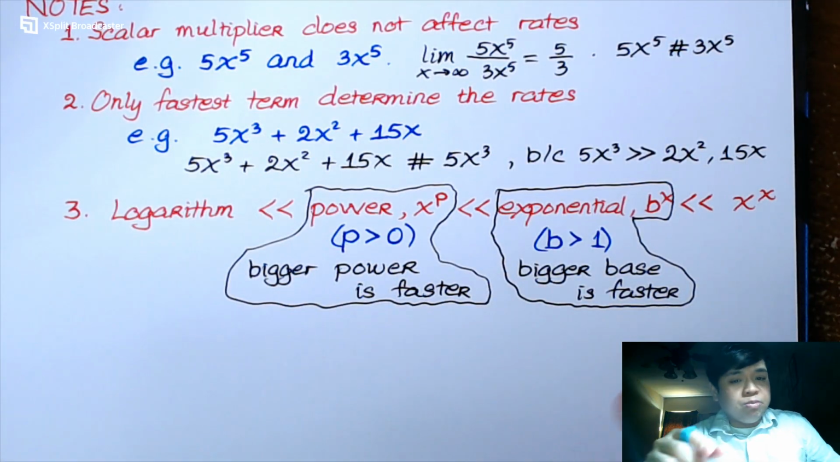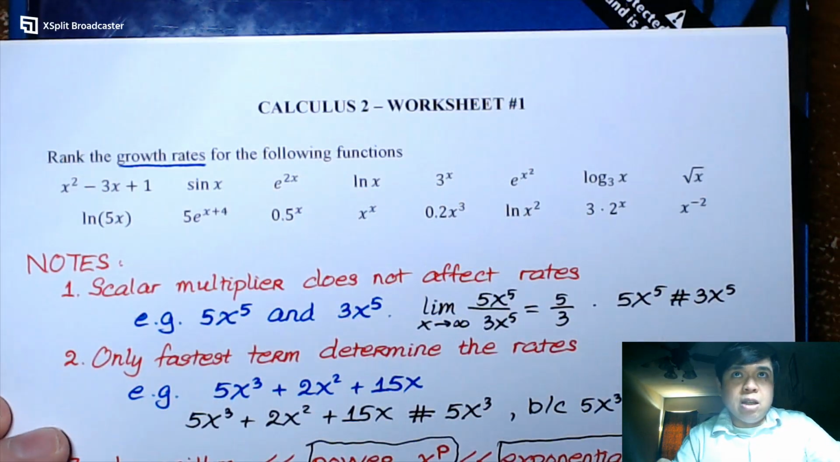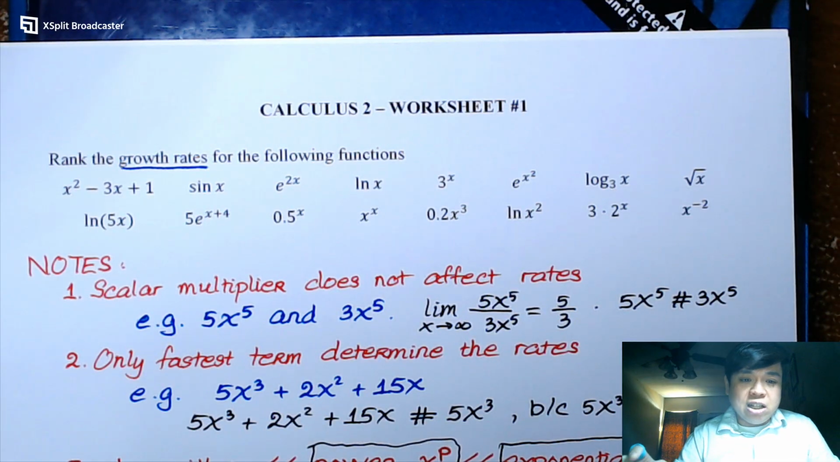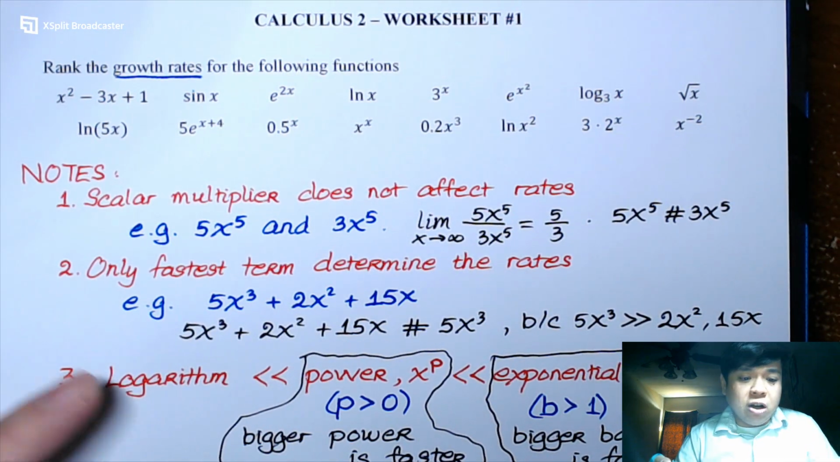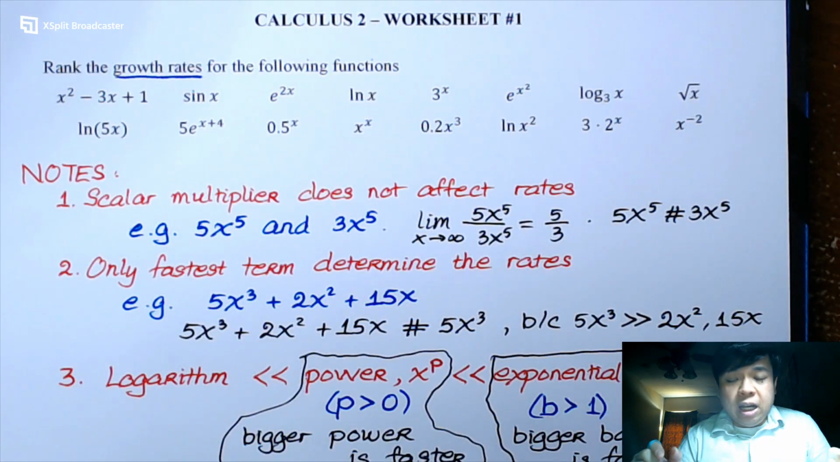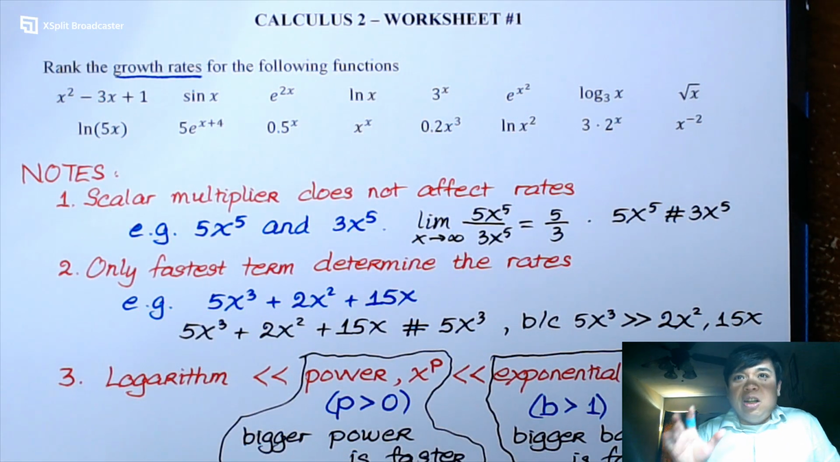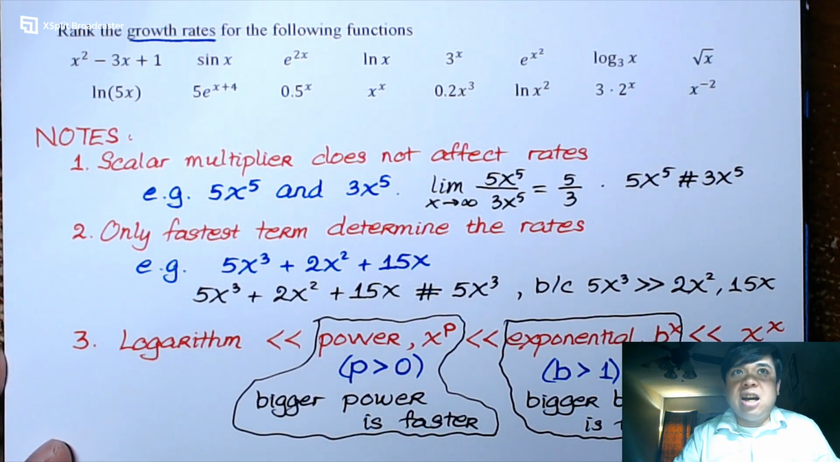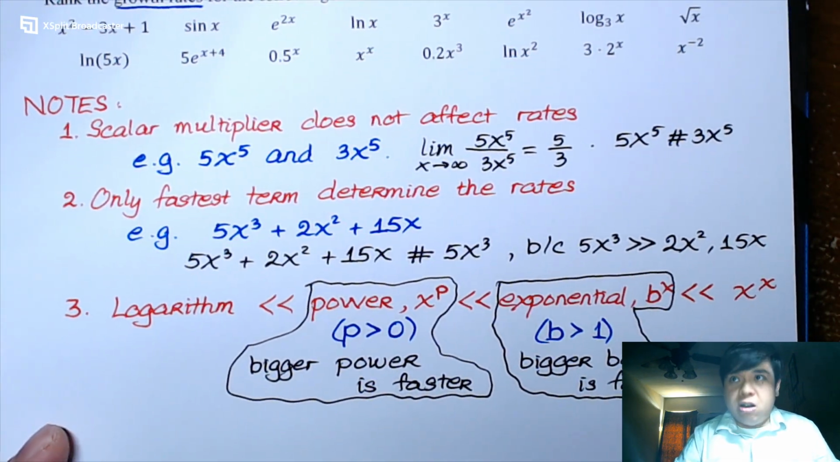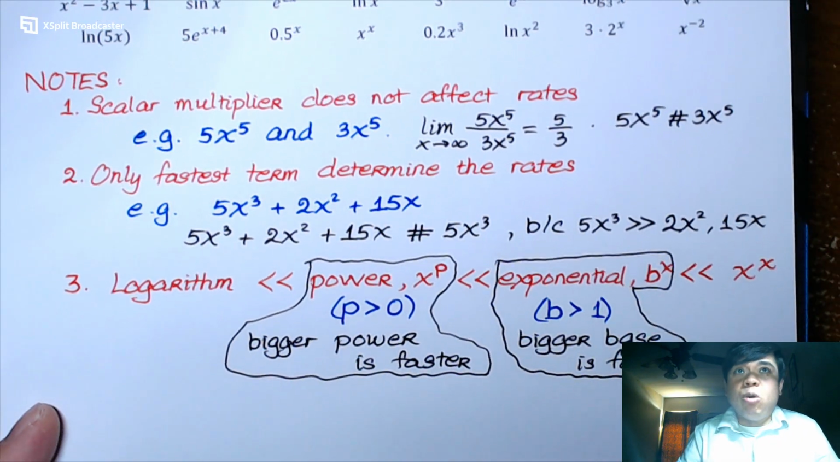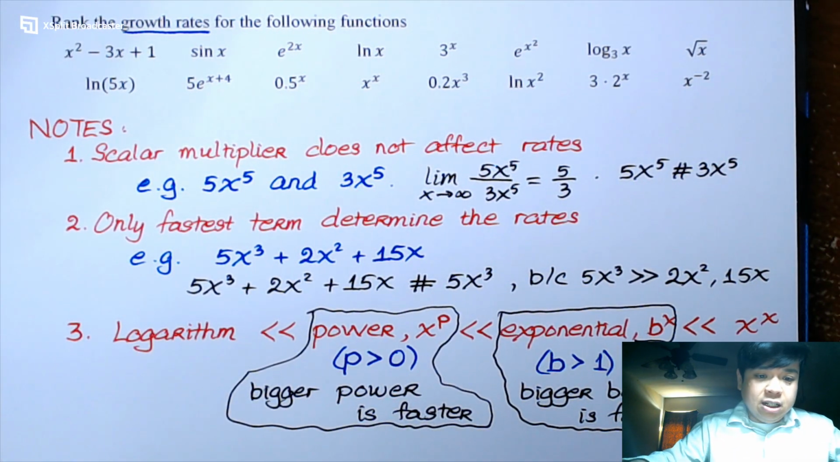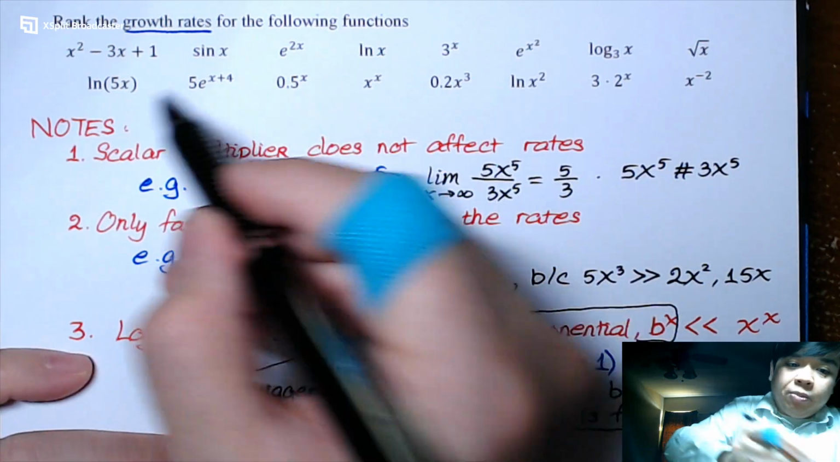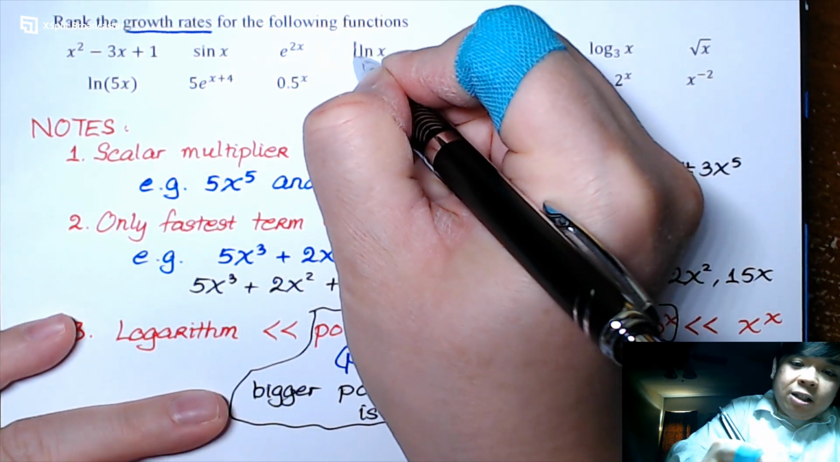Now let's look at our problem. We have 16 functions here, so let's classify them. We look for the logs first, because log is the slowest. I like this exercise, not just for the problem itself, but because it is a very good review of algebra and we learn a lot in it too. So first, we look for the log. There's ln of x, that's a log.